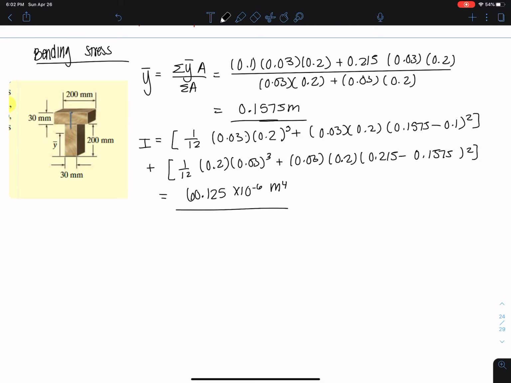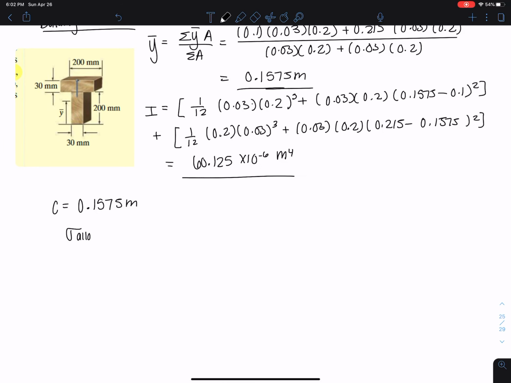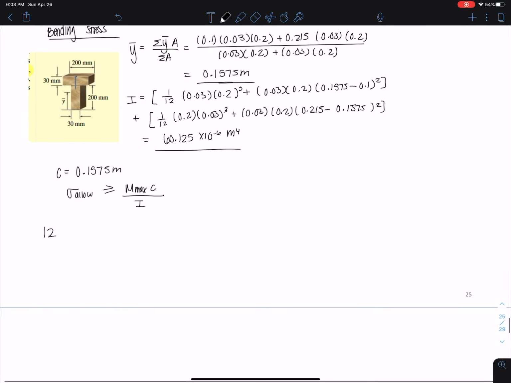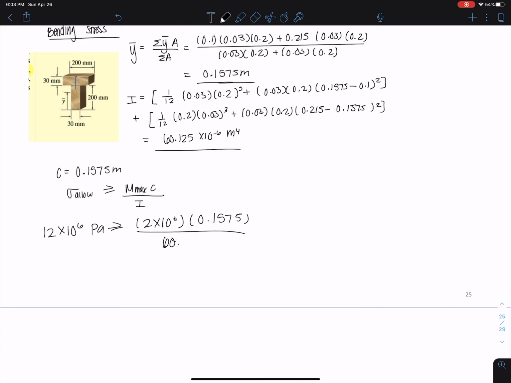Okay, so our C value here is the 0.1575 meters. We require that our sigma allowable be greater than or equal to our M max C over I, right? We need to make sure that that's what's happening. We're given our sigma allowable as 12 times 10 to the 6 pascals, which needs to be greater than our maximum moment of 2 times 10 to the 3, our C value, 0.1575, divided by 60.125 times 10 to the negative 6. And we get 5.24 times 10 to the 6 pascals, which is all good because this value is less than this value, so it checks out. So we are good when it comes to bending stress.